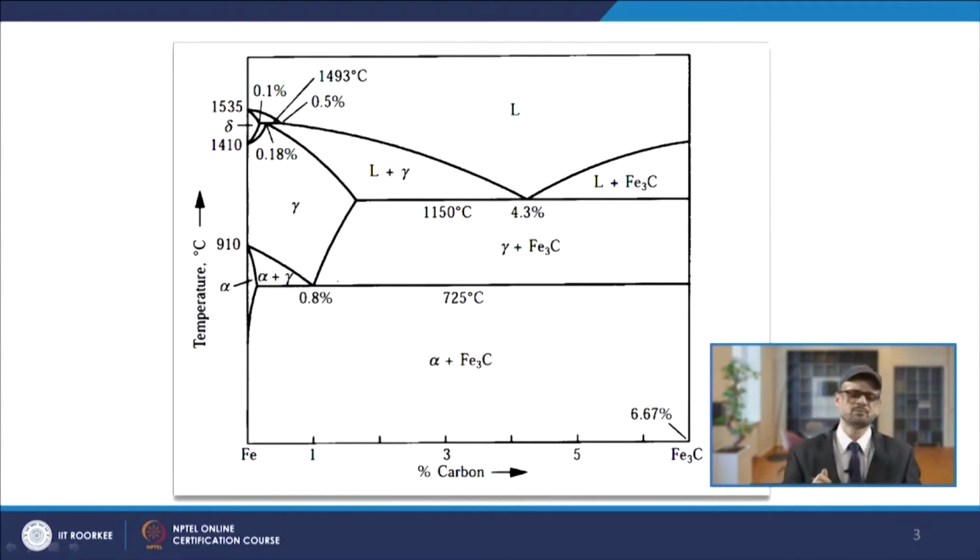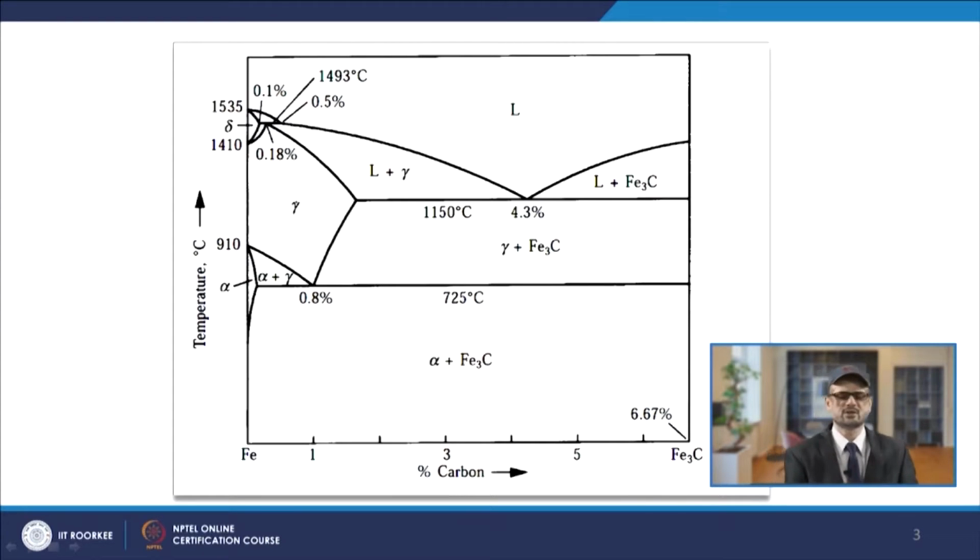Now, what you see is that this zone is alpha, and this adjacent zone will be alpha plus gamma, and this is your lower critical temperature, and this the upper critical temperature. So, these are known as the critical temperatures. This alpha plus gamma is known as the intercritical temperature zone, and this will be the gamma, that is austenite, that is FCC iron.